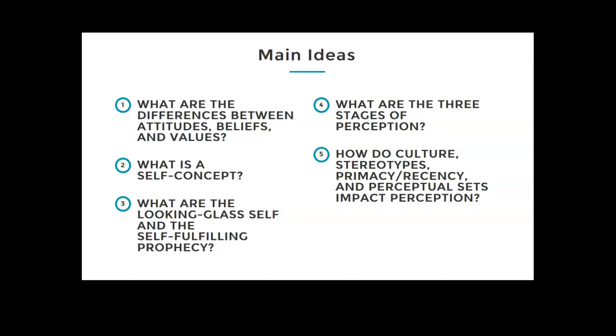So the main ideas that we went through in this chapter are the differences between attitudes, beliefs, and values. We talked about self-concept, the looking glass self, and the self-fulfilling prophecy. We talked about the 3 states of perceptions and the idea of culture, stereotypes, primacy and recency, and perceptual sets are all things that are layered onto the idea of what we're doing. So when you walk into a room and you start that presentation, there's all this baggage that you are bringing with you. You need to know your audience. You need to know yourself. And if you're able to, in this class, improve those 2 things, I think you're going to be really on your way to improving your business communication overall.